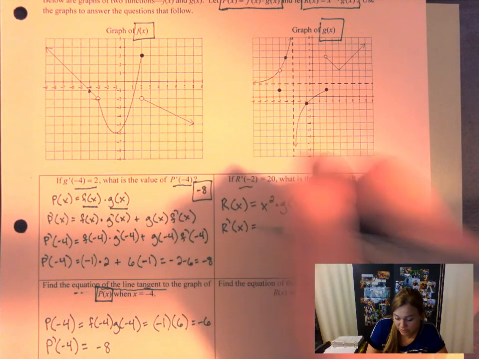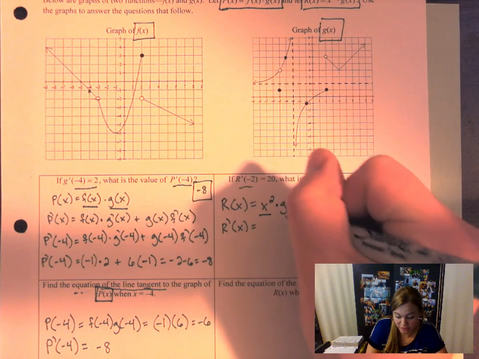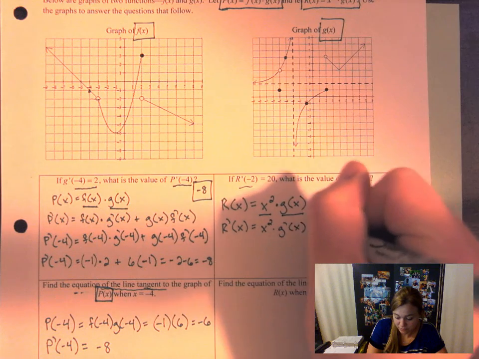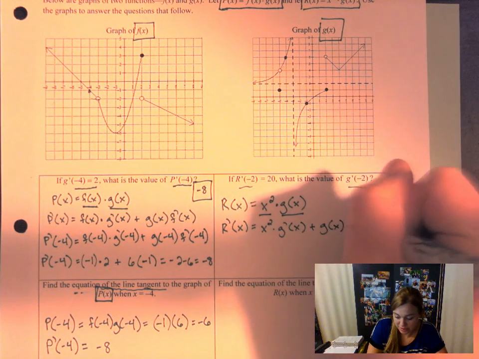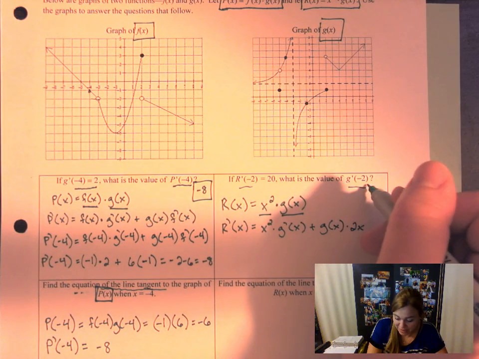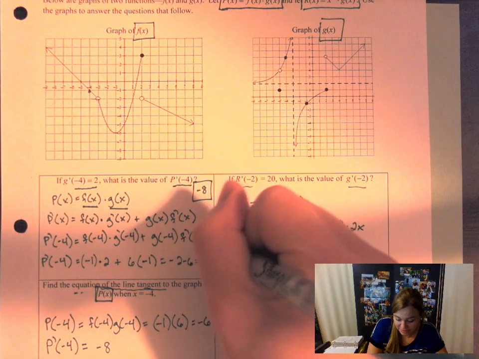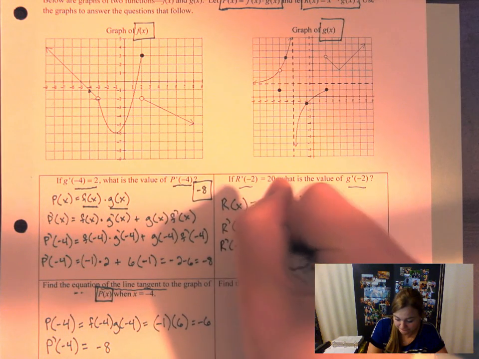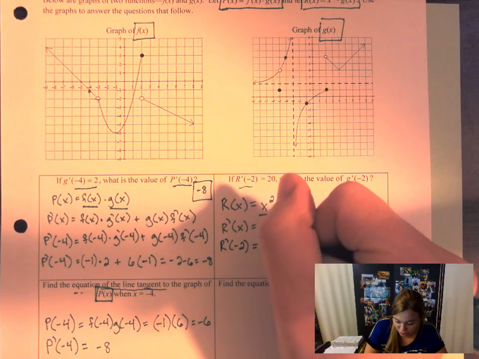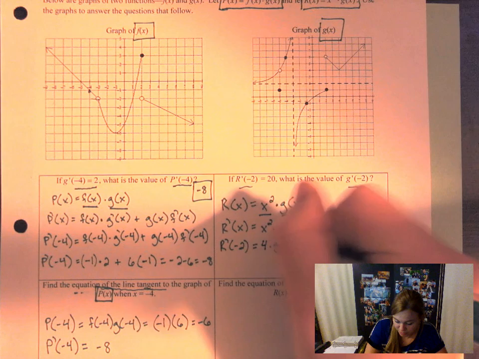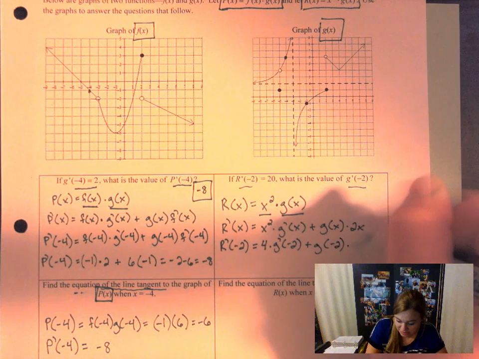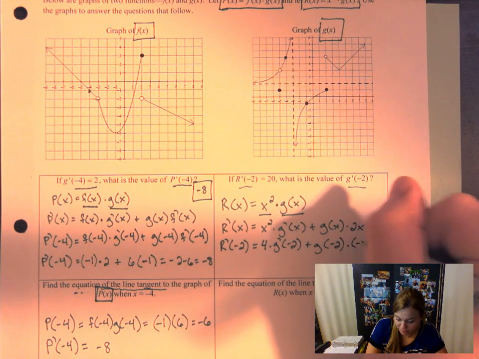R prime is going to be the product rule, so I'm saying this is my first function, this is my second. So first times the derivative of the second plus the second times the derivative of the first. And now if I want to find g prime of negative 2, and I know r prime of negative 2, I'm going to substitute in r prime of negative 2. And then I'm substituting in negative 2 here, so negative 2 squared would be 4, g prime of negative 2, plus g of negative 2 times negative 2 times 2, which would be negative 4.